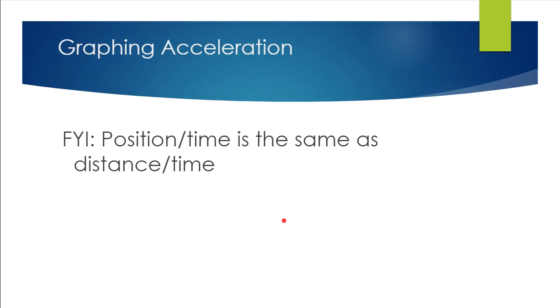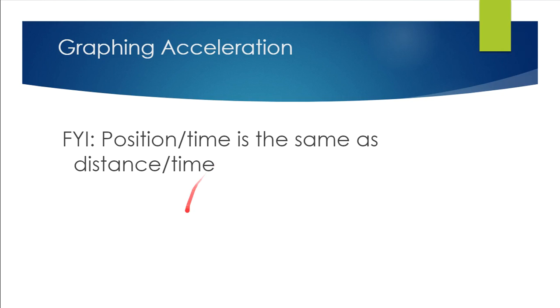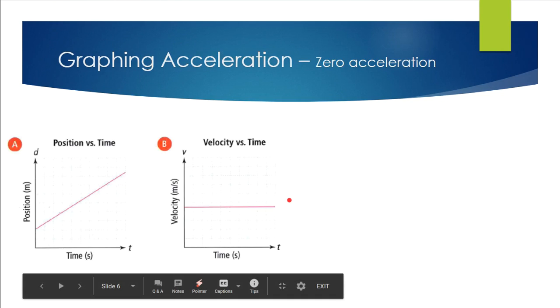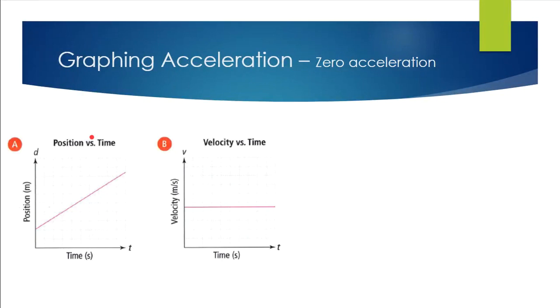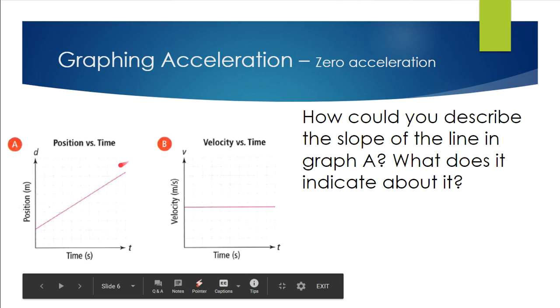One thing to note is that sometimes position time is used in place of distance time, just so you know. So first off, we have two graphs here. A is position time, so this is our distance time, and this is our velocity time. So how could you describe the slope of the line in graph A? How would you describe the slope of the line? What does it indicate about it?